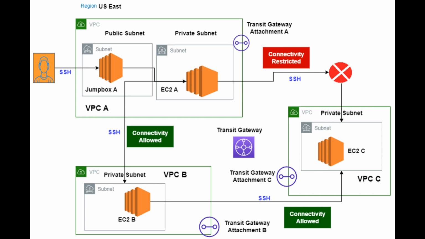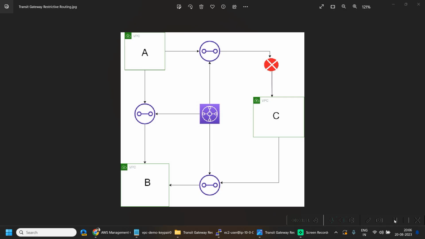So the desired result should be, we should be able to do SSH to the EC2B instance, but we shouldn't be able to do SSH to the EC2C instance. And at the same time, we should be able to do SSH to EC2C from the EC2B instance. So to start the lab for today, let's jump into our AWS console.